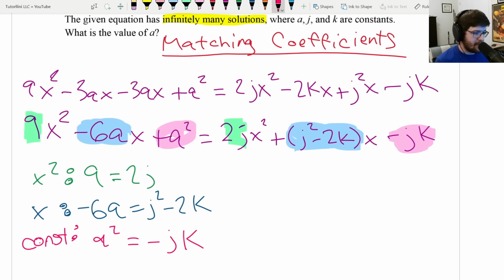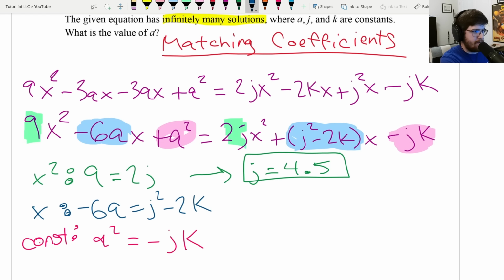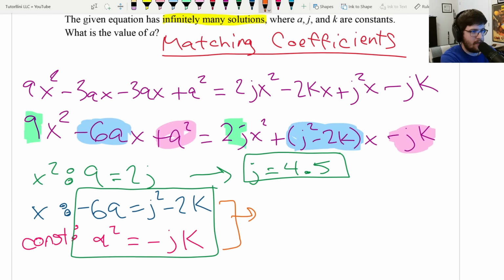So very quickly, I can see that 9 equals 2j. If I divide both sides by 2, I get j equals 9 over 2, or 4.5. So that's important. I'm going to put a box around it. Now, these other ones, if I plug in j equals 4.5, and I'm going to put a box around these guys for later, because I might need those later.